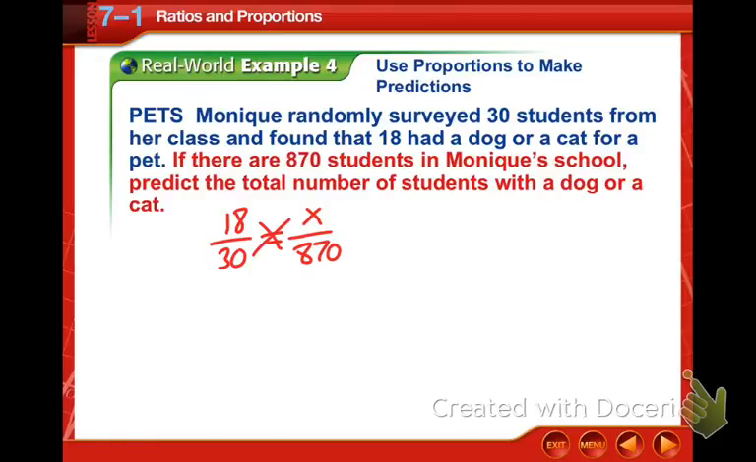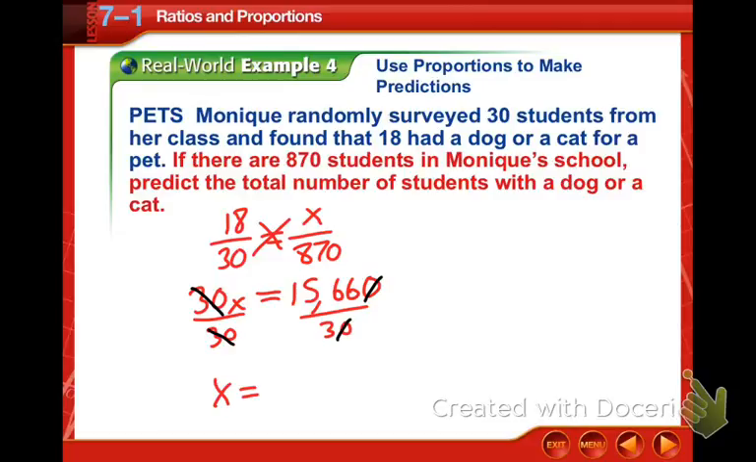So we cross multiply. 30 times x is equal to 18 times 870. Comes out to be 15,660. Then we divide by 30 on both sides and get rid of the zeros. And 3 goes into 15 5 times. 3 goes into 6 2 times, and again 2 times. 522 students estimated have a dog or a cat in her whole school.